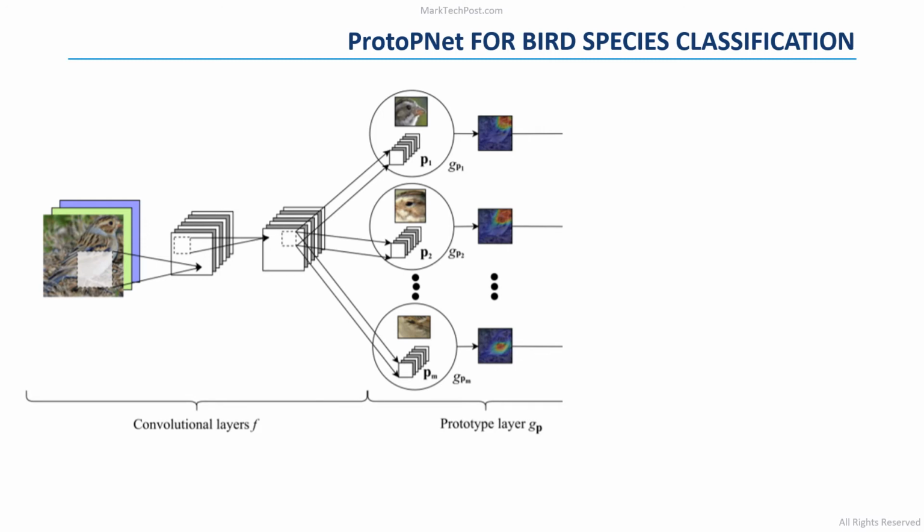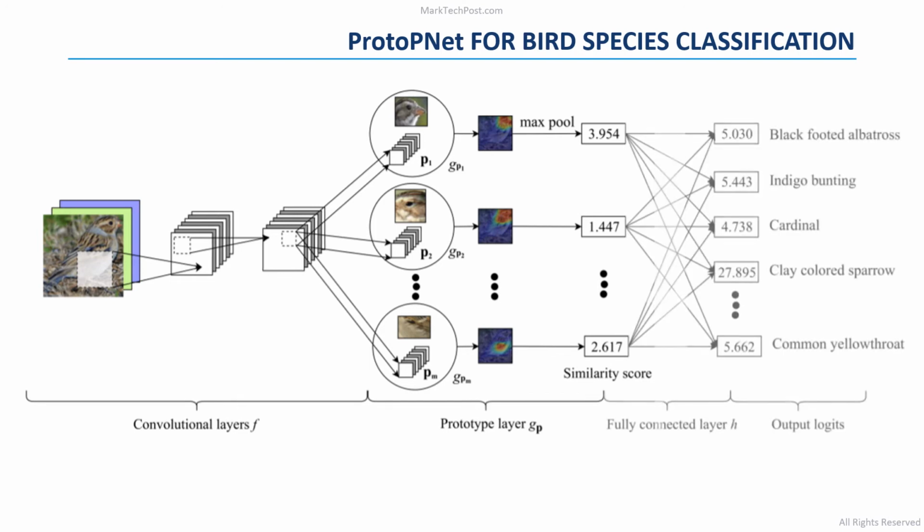The activation map of similarity scores produced by each prototype component is then reduced using global max pooling to a single similarity score. This can be understood as how strongly a prototypical patch is present in a part of the input image. Finally, the similarity scores produced by the components of the prototype layer are multiplied by the weights of the neurons of the fully connected layer. The softmax activation function is used to obtain the predicted probabilities for the input image belonging to the dataset classes.